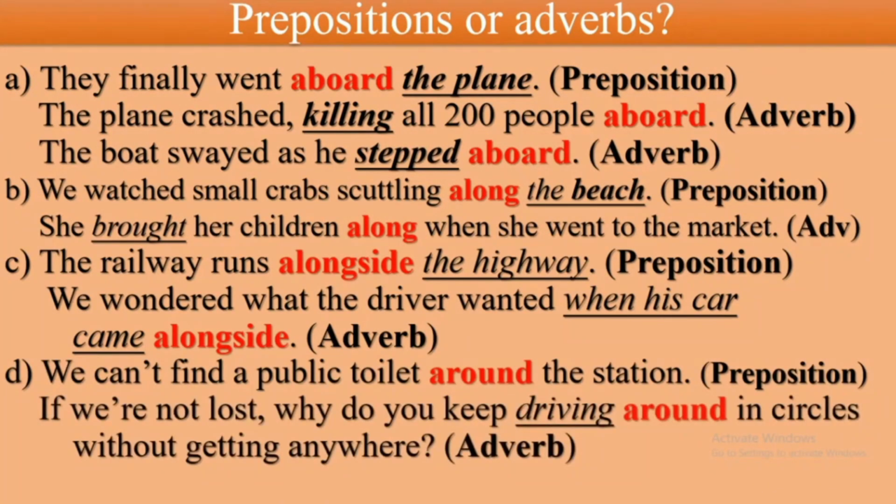We can't find a public toilet around the station, and the station is the object of the preposition around. If we are not lost, why do you keep driving around in circles without getting anywhere? Here in this sentence, around is an adverb because it has no object and it modifies the verb driving.